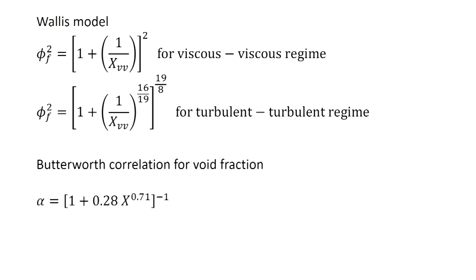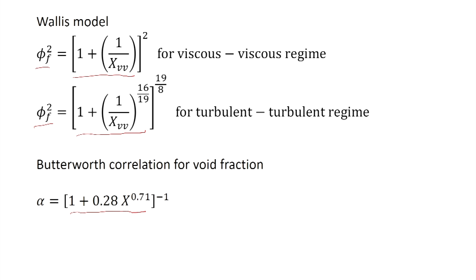There is also an analytical expression given by Wallis. Based on his analysis, he got these two expressions for viscous regime and turbulent regime. For viscous, phi_f square is equal to 1 plus 1 upon X_vv whole raised to 2. And for the turbulent regime, phi_f square is equal to 1 plus (1 upon X_vv) raised to 16 by 19 whole raised to 19 by 8. For the void fraction, Butterworth gave a relation, which is alpha is equal to (1 plus 0.28 X raised to 0.71) raised to minus 1.